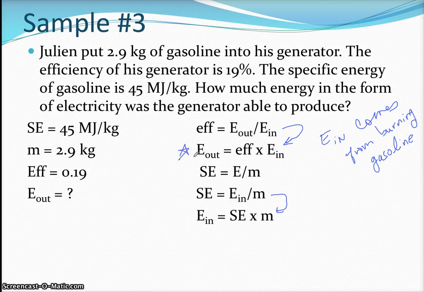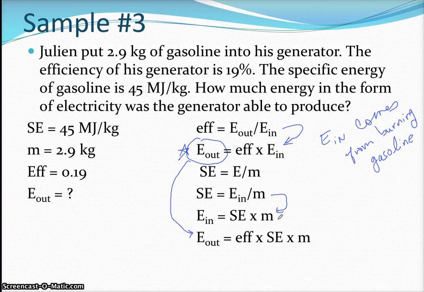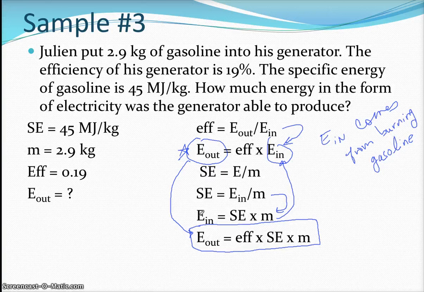All right, what do we really want though? We really wanted our energy out, so let's bring that equation down here, and we're going to plug our equation for energy in into this equation right here. So we end up with energy out is our efficiency times our specific energy times our mass. I'm simply deriving the equation I showed you on the previous page. That's all I'm doing. I want you to know where they're coming from so that you know how to do it yourself, because again, IB doesn't give you these equations.